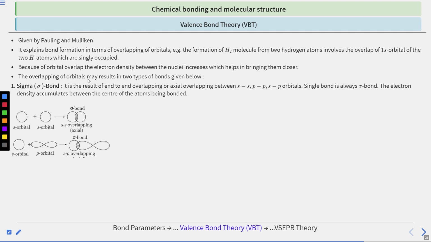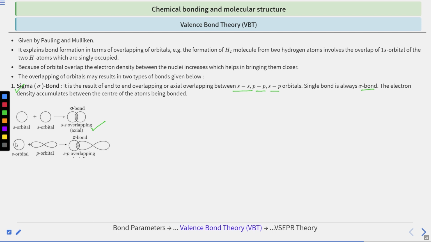The overlapping of orbitals may result in two types of bonds. First, sigma bond, which is the result of end-to-end overlapping or axial overlapping between s-s, p-p, and s-p orbitals. A single bond is always a sigma bond. The electron density accumulates between the centers of the atoms being bonded. You can see this is an s orbital plus another s orbital, and this will give s-s overlapping, which is axial overlapping and forms a sigma bond.